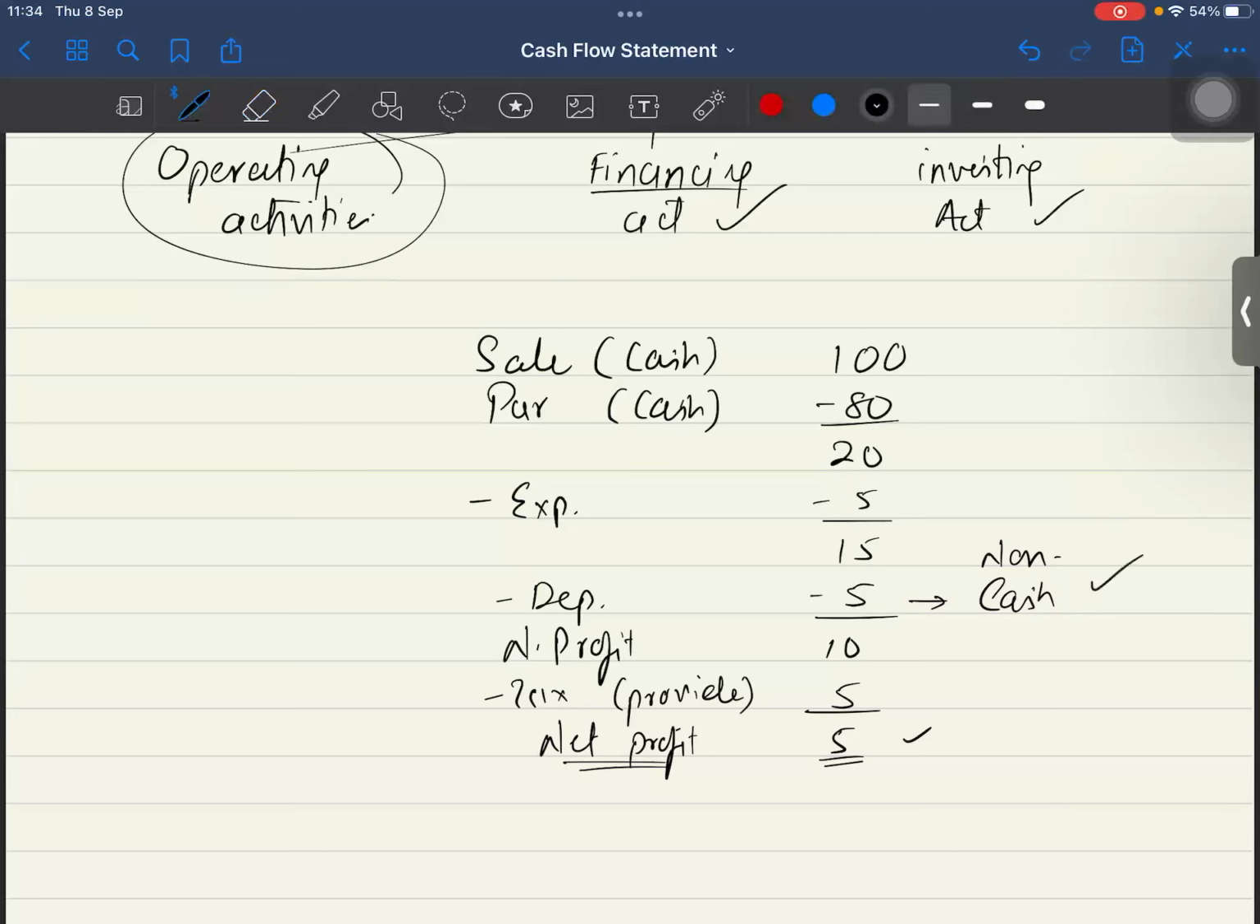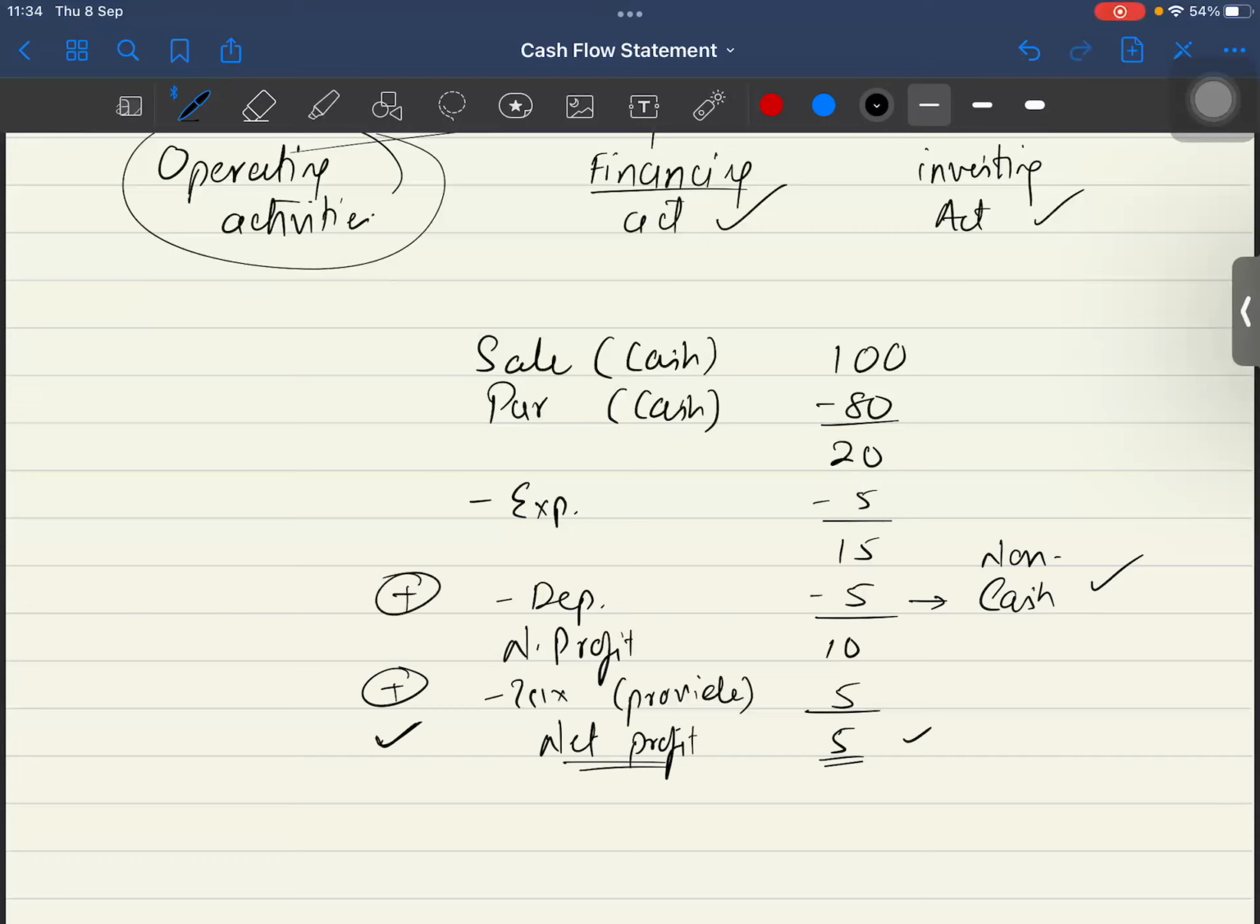Correct? So here you do the reverse calculation. We did that in detail. So here, what will be given to you? You will be given this net profit, that is 5 rupees. You subtracted the provision. Now you will have to add back, because the money didn't actually go out of your pocket. You want to find out how much money you generated, cash, rokda. And this depreciation will also be added because you're doing the reverse calculation.